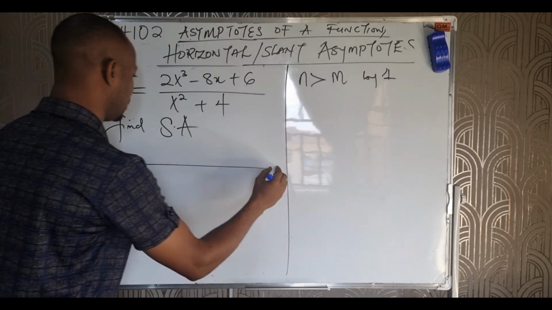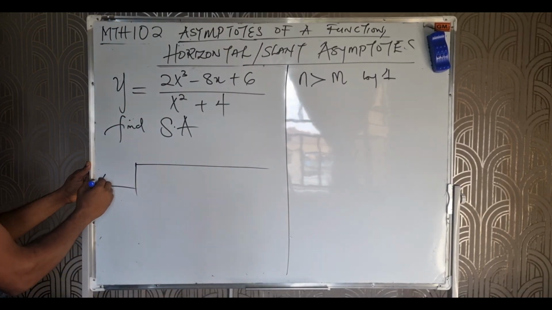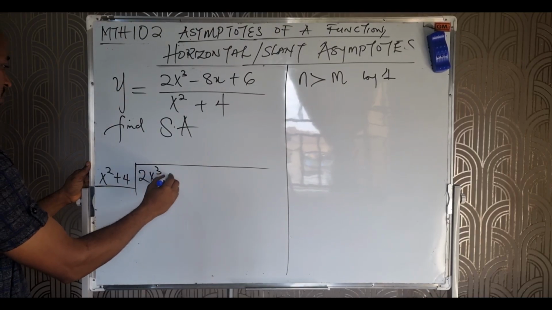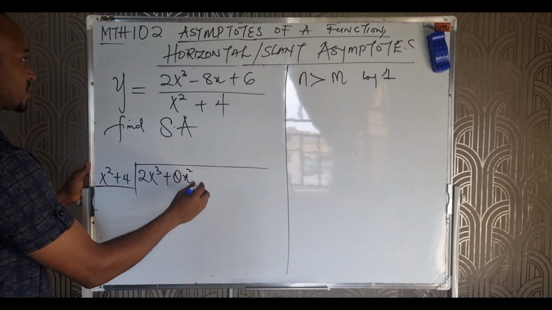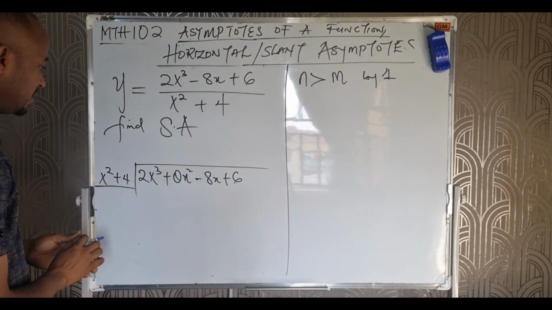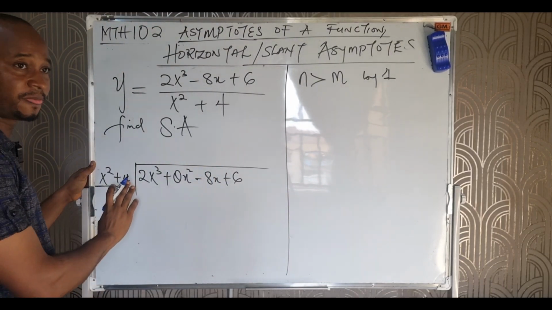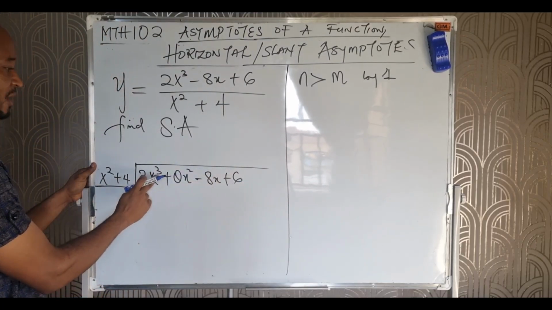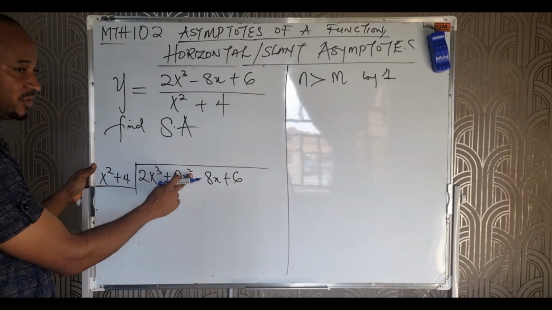Let's divide and see what will be the result. Here we have s squared plus 4. Here we have 2s cubed plus 0s squared minus 8s plus 6. In a polynomial, the power will always decrease from the highest to the lowest. If the power here was 3, the next must be 2.